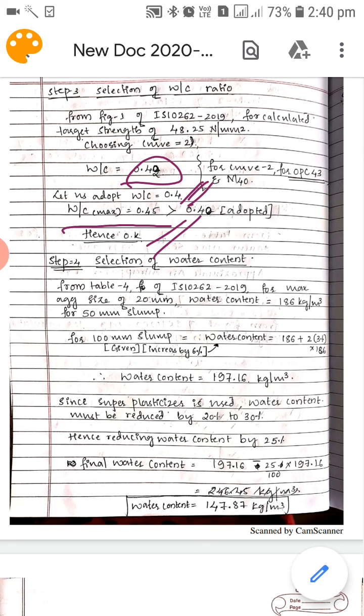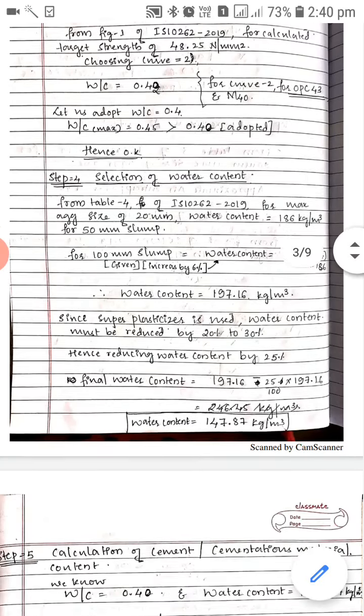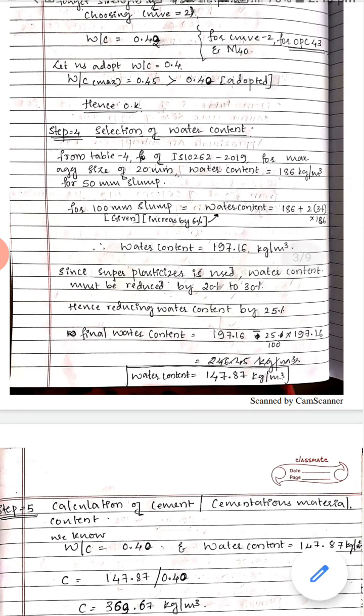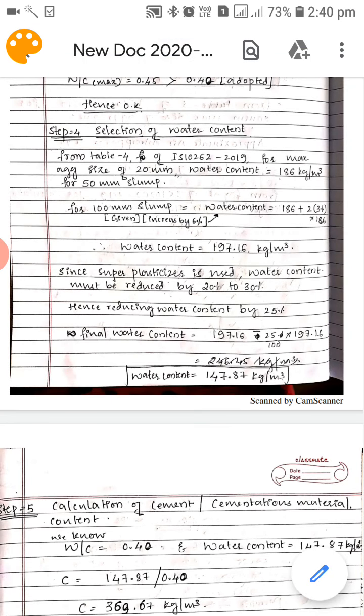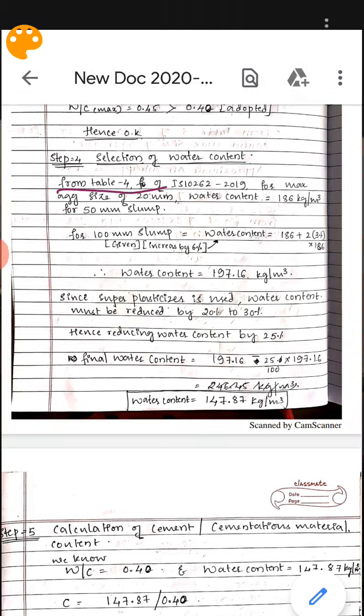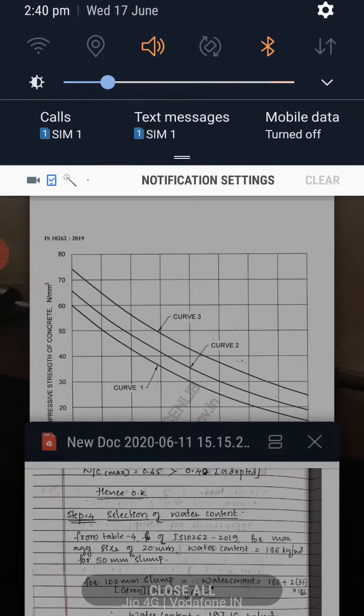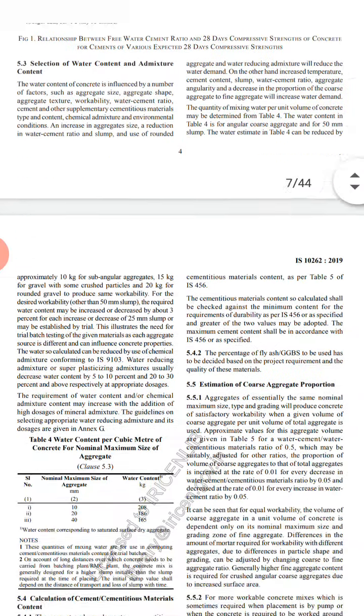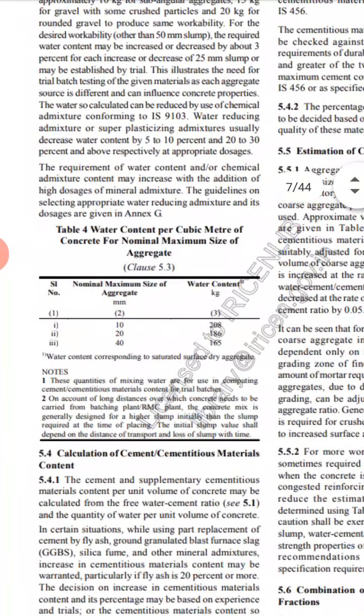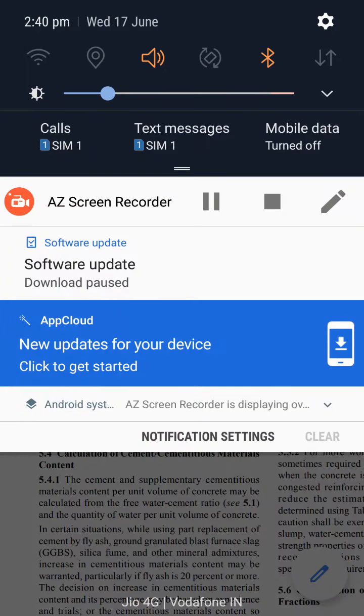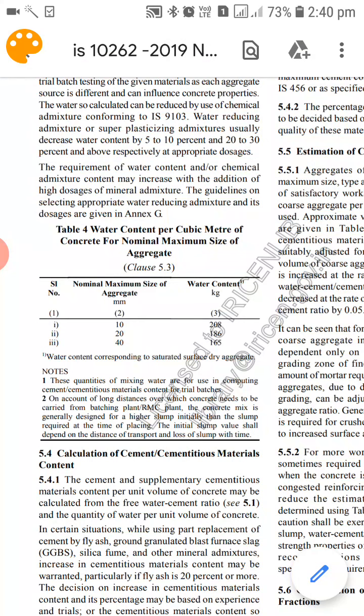The next step is selection of water content. The water content has to be selected from table 4 of IS 10262-2019, for maximum size of aggregate, that is 20 mm. All the contents of table 4 are for 50 mm slump value. So let's look into this table 4. According to the size of the aggregate we will choose the water content.